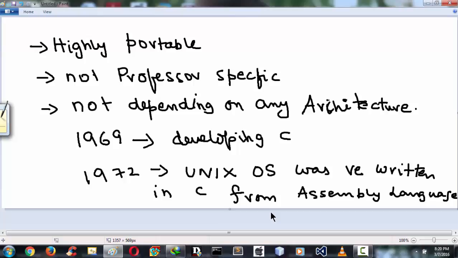Okay, so by rewriting the Unix operating system in C language, they have added more portability, and the same operating system began running on different architectures.